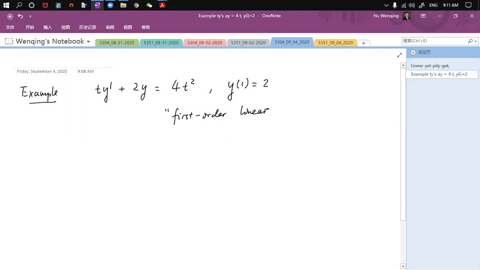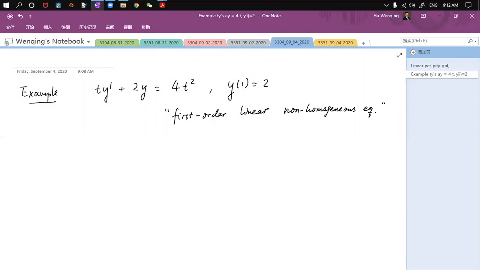Is it homogeneous or non-homogeneous? Anybody can give me the answer? What does homogeneous mean? Linear homogeneous means that the term that does not involve any of the y's has to be 0. If this term is non-zero, this is a first order linear non-homogeneous equation. So this is a linear non-homogeneous equation.